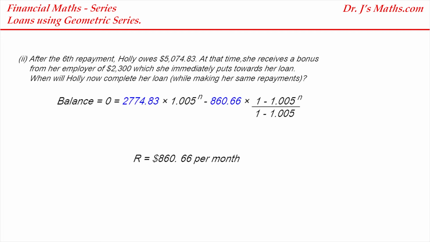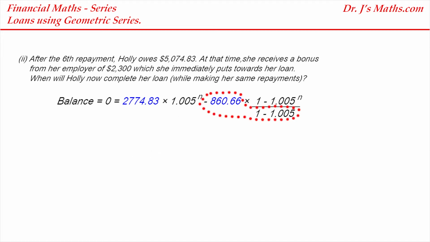Well, writing it straight down, the balance after 12 months is going to be 0. Her balance is going to be $2,774.83, which is the $5,074.83 minus the $2,300. That amount is going to be multiplied by the interest rate to the n months, minus the repayment rate, which we just calculated, times the sum of n terms of the geometric series.